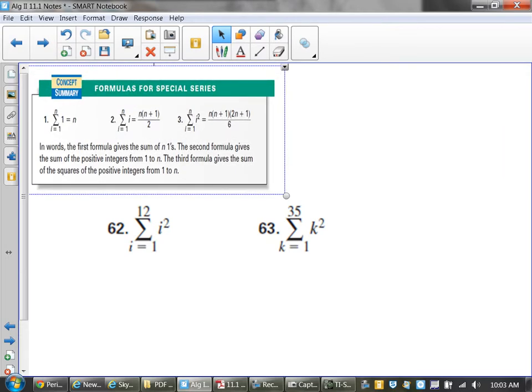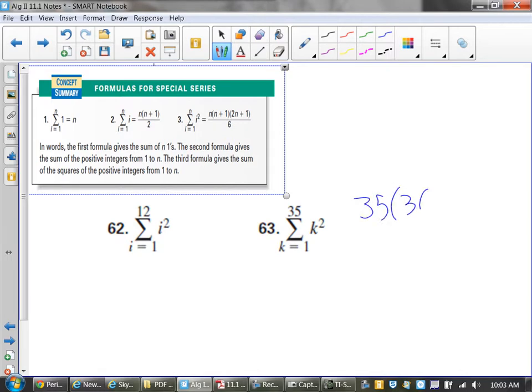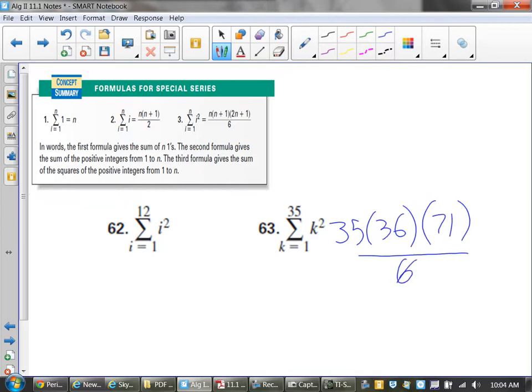I'm surprised you didn't make this one with equations first. In order to do this one here, all you have to do is take 35 times 36 times 71 and divide it by 6. Just multiply it out. That's still a lot of work, but you can do it. It's not terrible.